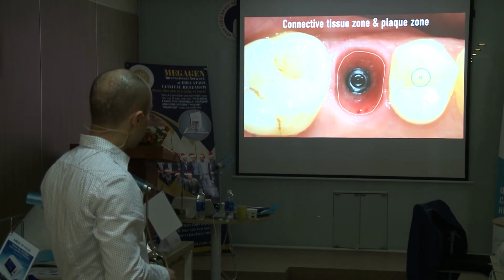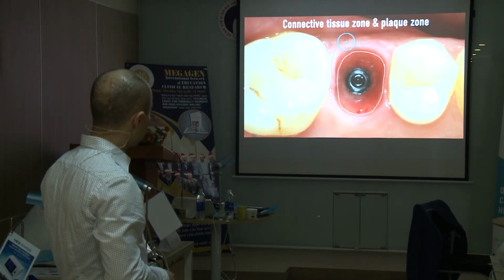So this part is the connective part, and this part is the plaque zone.